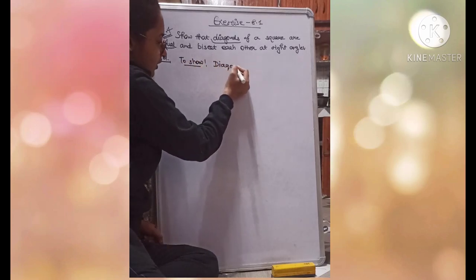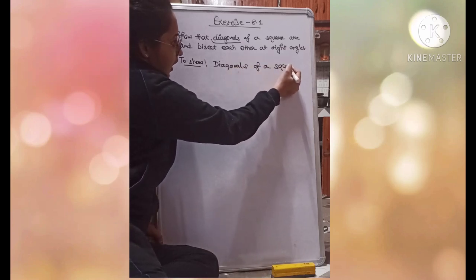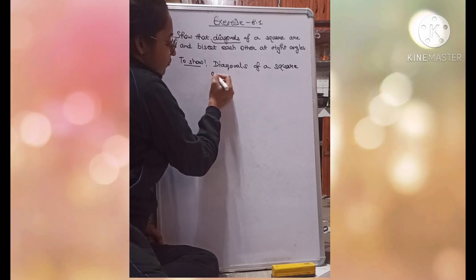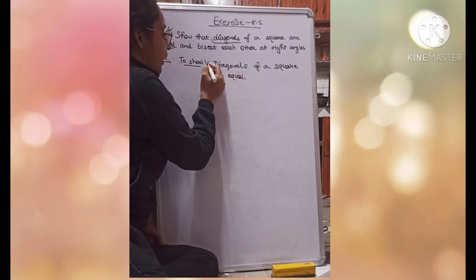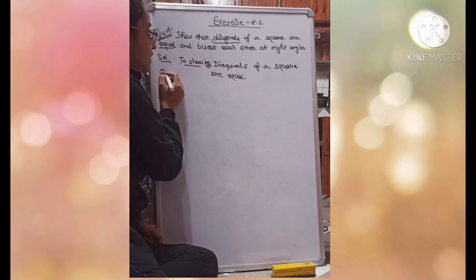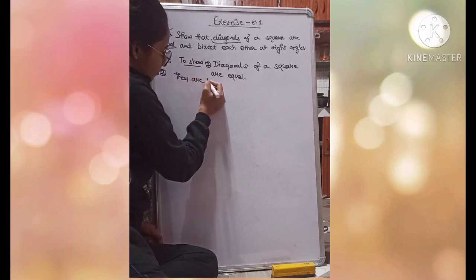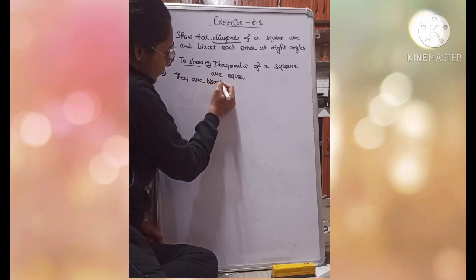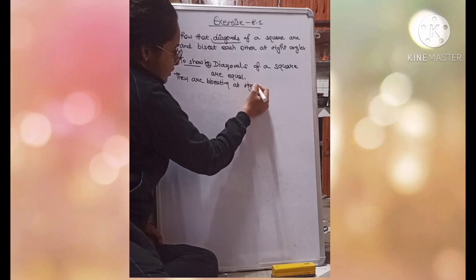Diagonals of a square are equal. This is the first thing that we have to show. Second thing is they are bisecting each other at right angles. We have to show these two things.